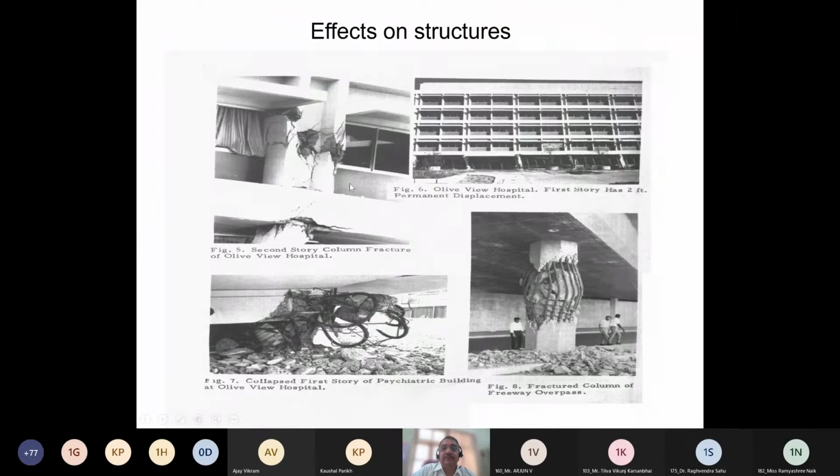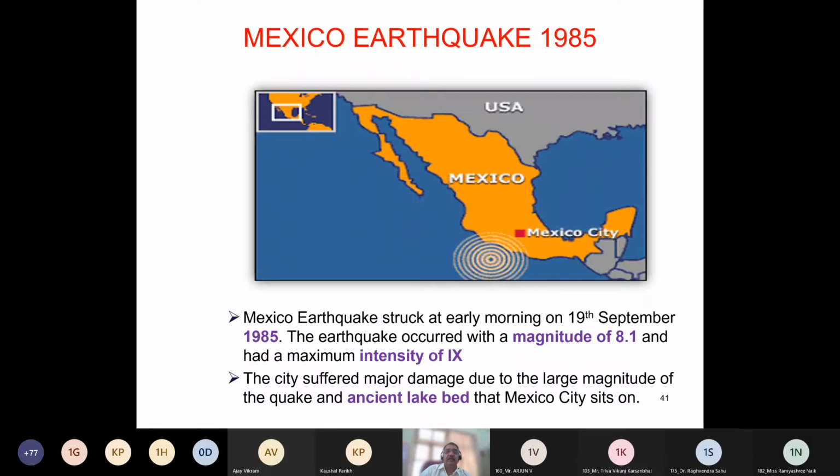Failure of structures, you can see damage to the columns. Here, failure. Second story column fracture of Olive View Hospital. This is Olive View Hospital, which got damaged during this earthquake. Collapse of the first story of the psychiatric building at this hospital. Fractured column. This is a fractured column of a freeway underpass.